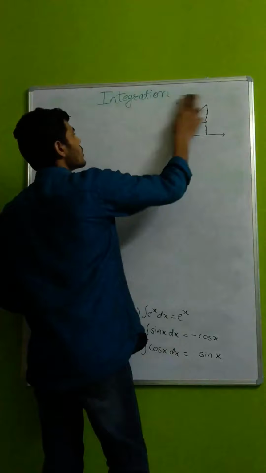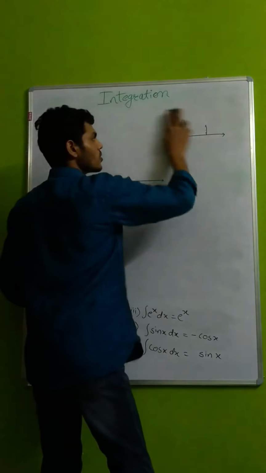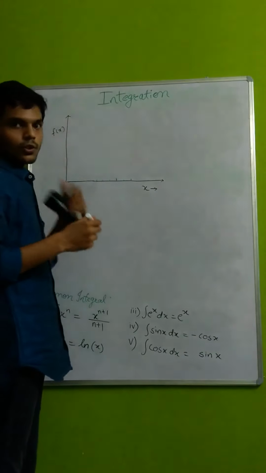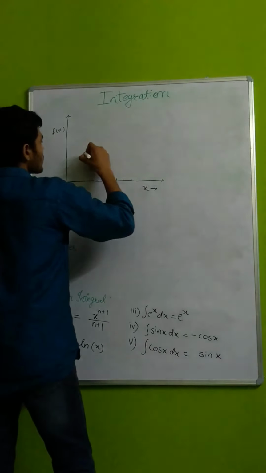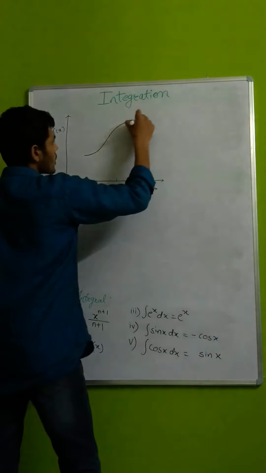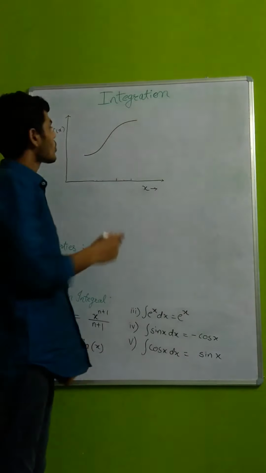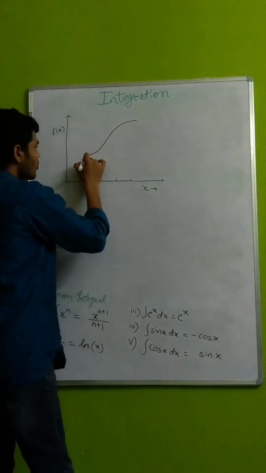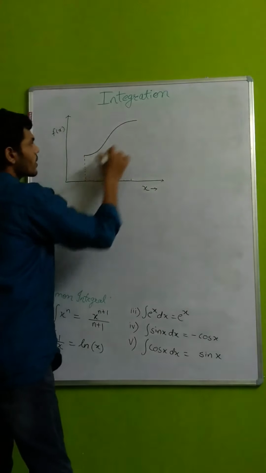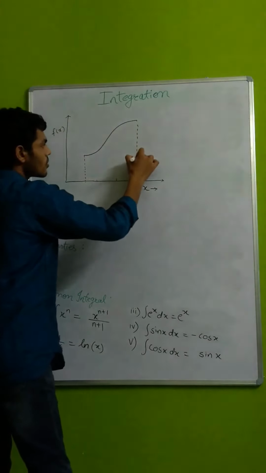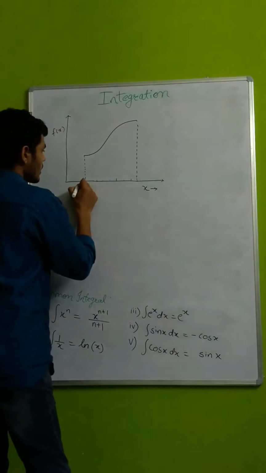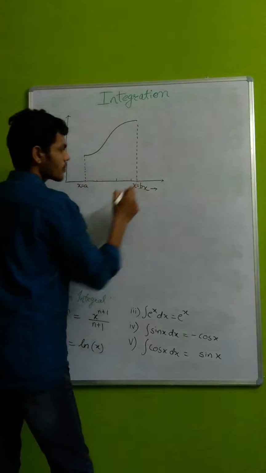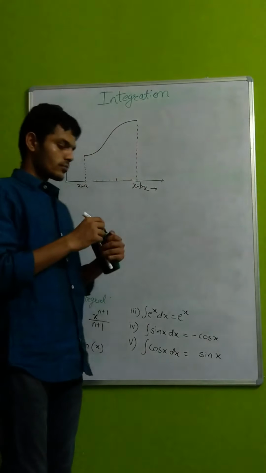Now what if the curve is not linear, it is some random curve given but we know the function of the curve. For example, if we have this curve, then what will be the area under the curve? So we'll find area under the curve where x equal to a and x equal to b. Now how can we find it?